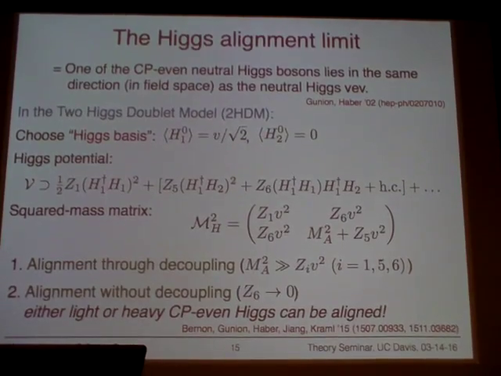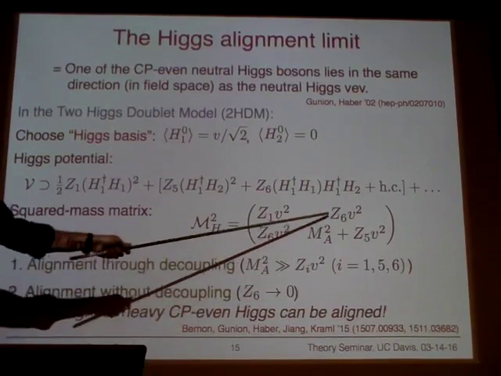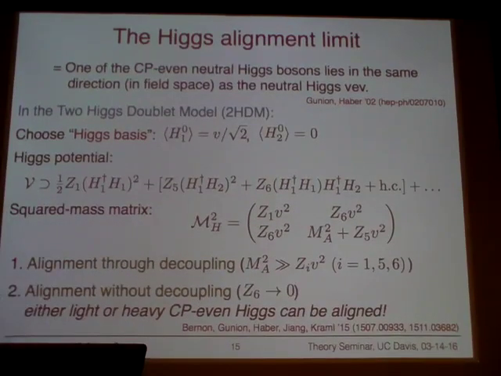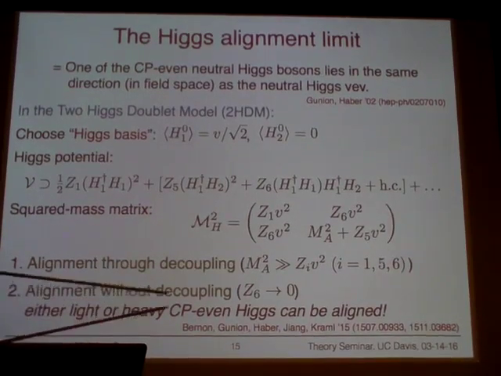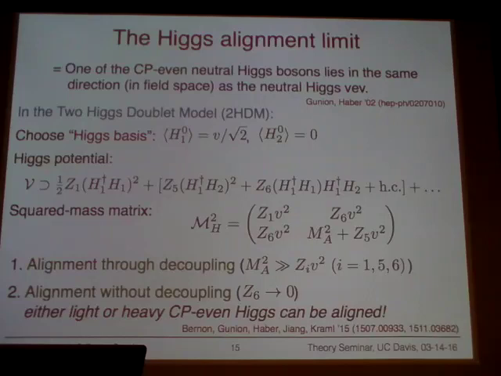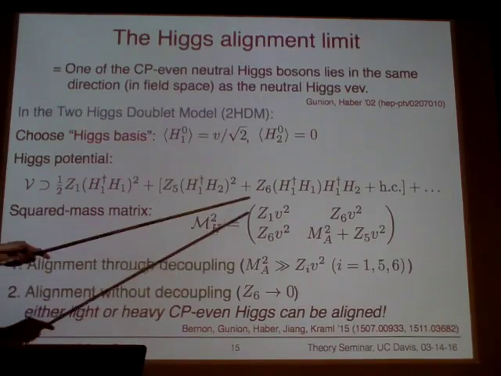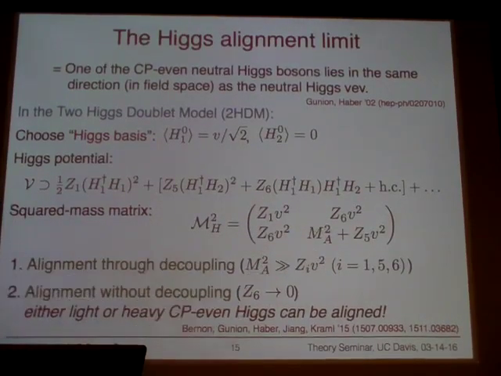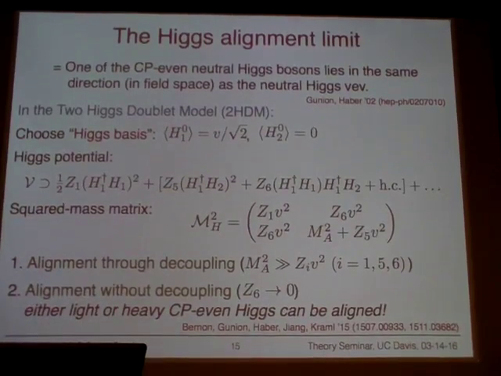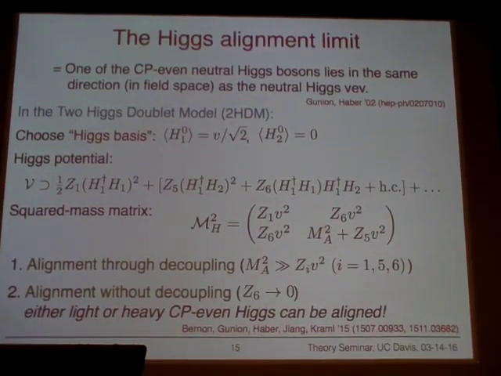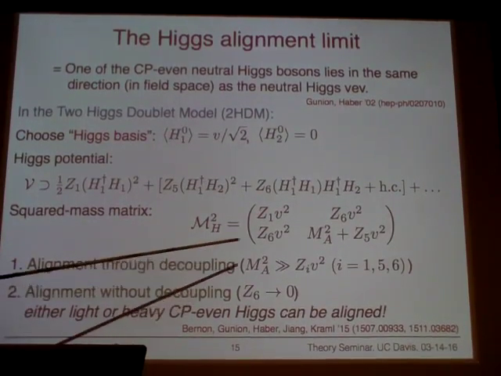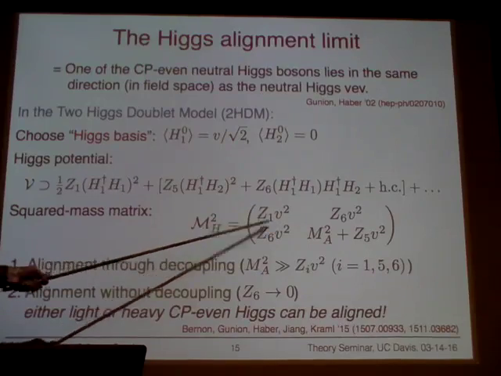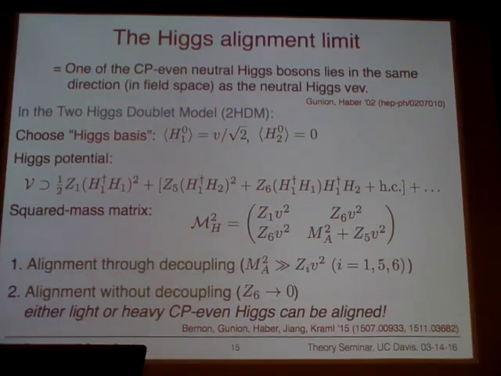But there's a second possibility, and that is simply when the off-diagonal piece goes to 0. This is called alignment without decoupling, and if that happens, this is completely independent of MA. So you can still have a light superscalar Higgs, and in addition you have a standard model-like neutral Higgs. In fact, it can even happen that this term here is larger than this, which would mean that your heavy Higgs boson is the standard model-like one.